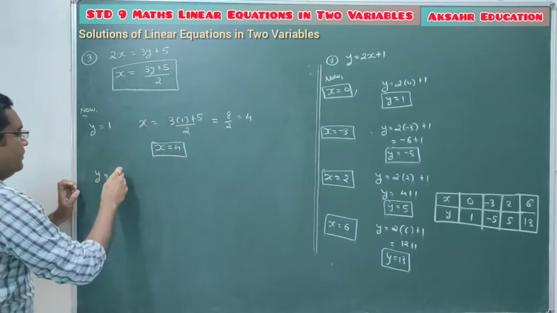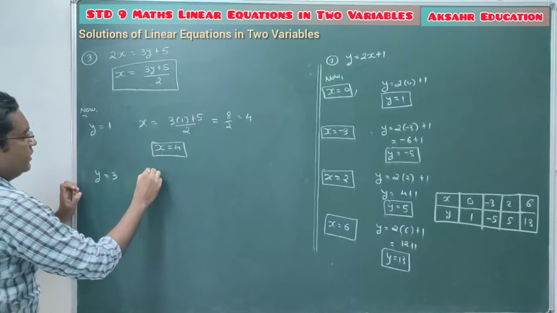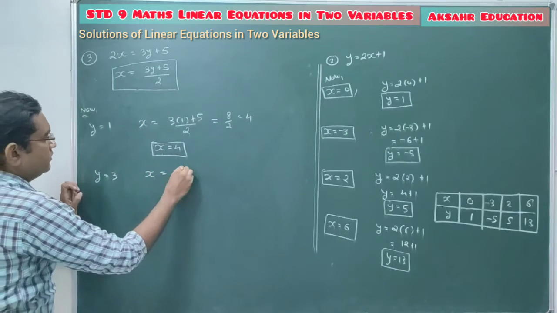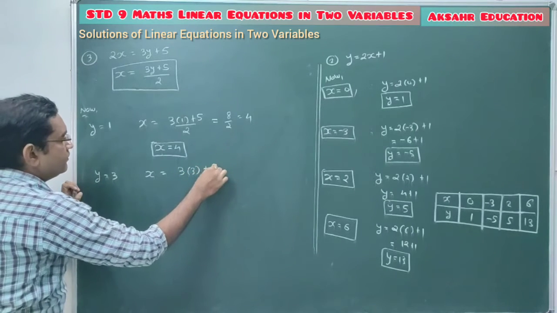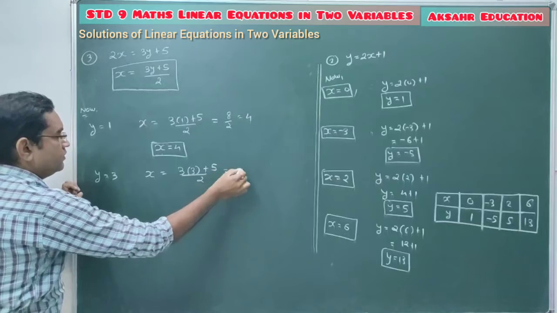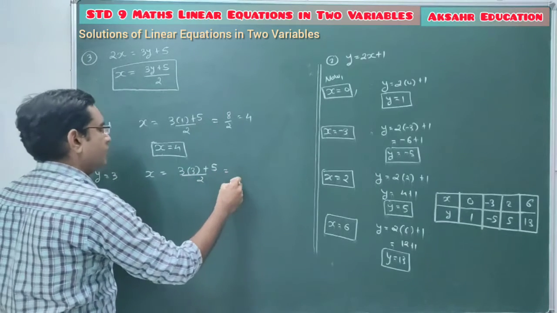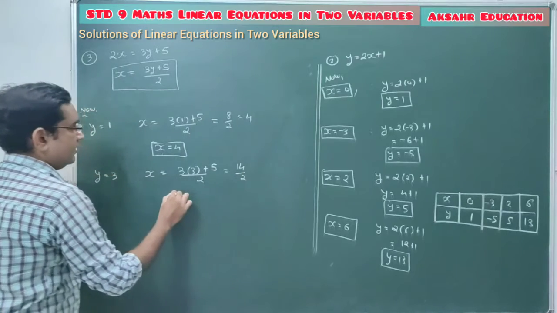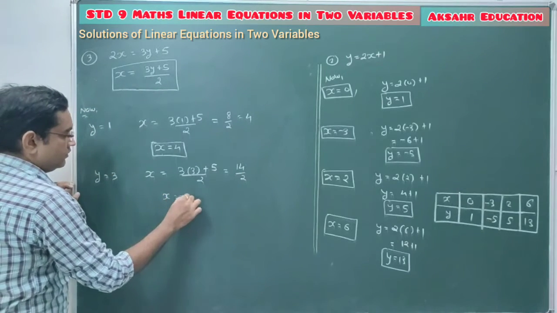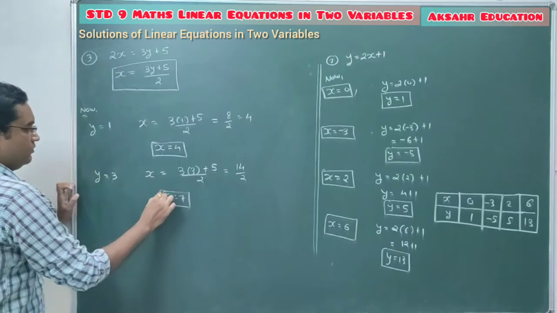Suppose we are taking y equal to 3, then value of x equal to 3 into 3 plus 5 divided by 2. So 3 threes are 9 plus 5, 14 by 2. So we are getting x equal to 7. x equal to 7.